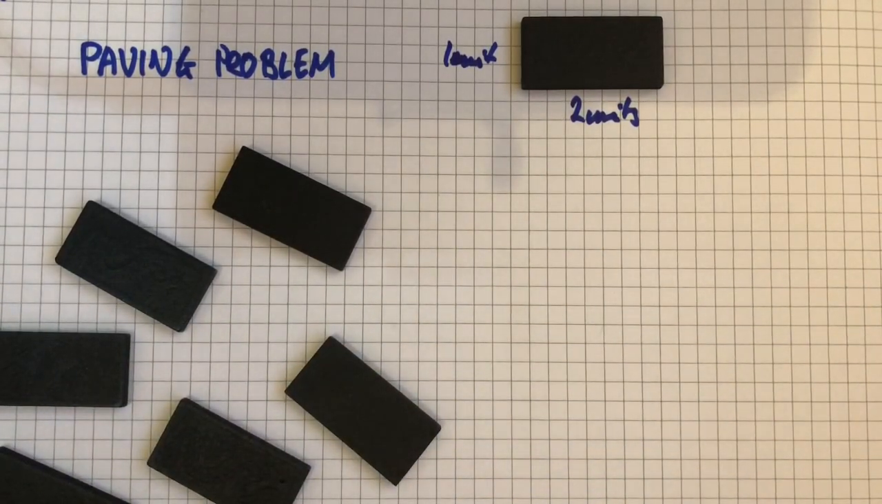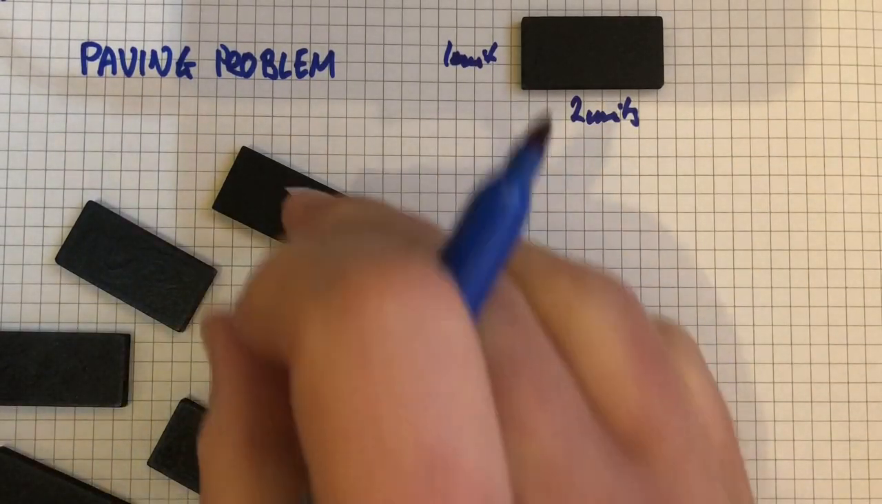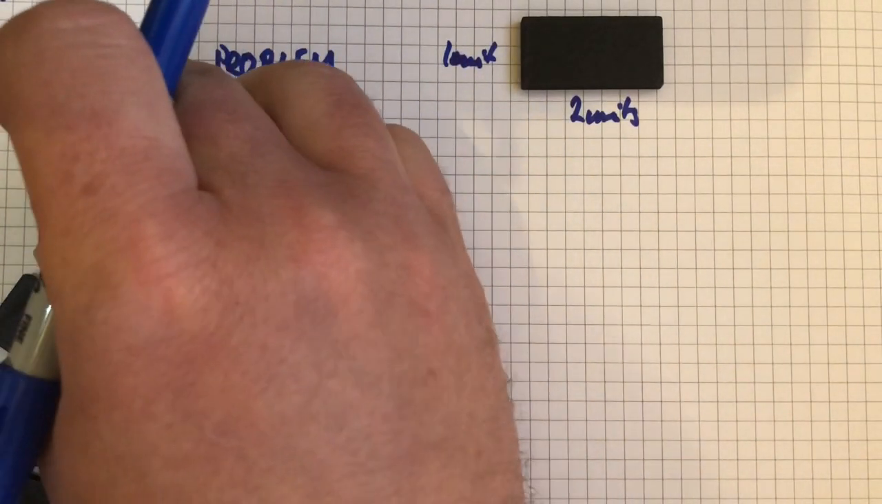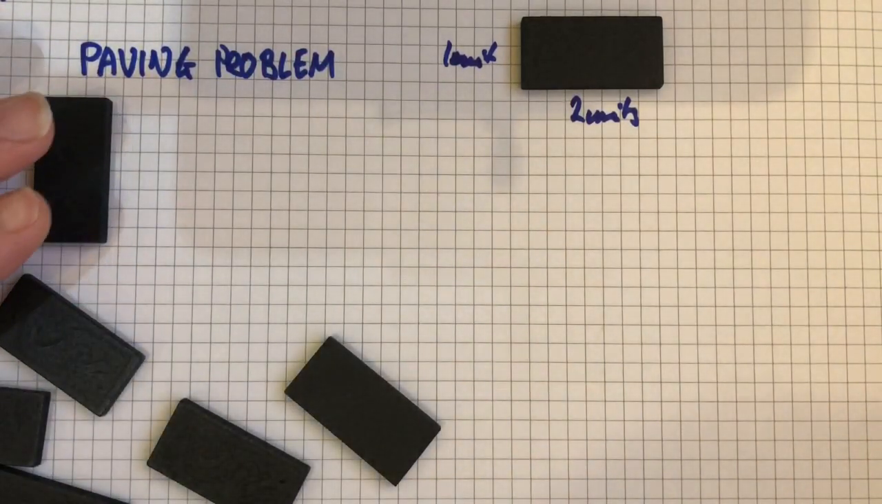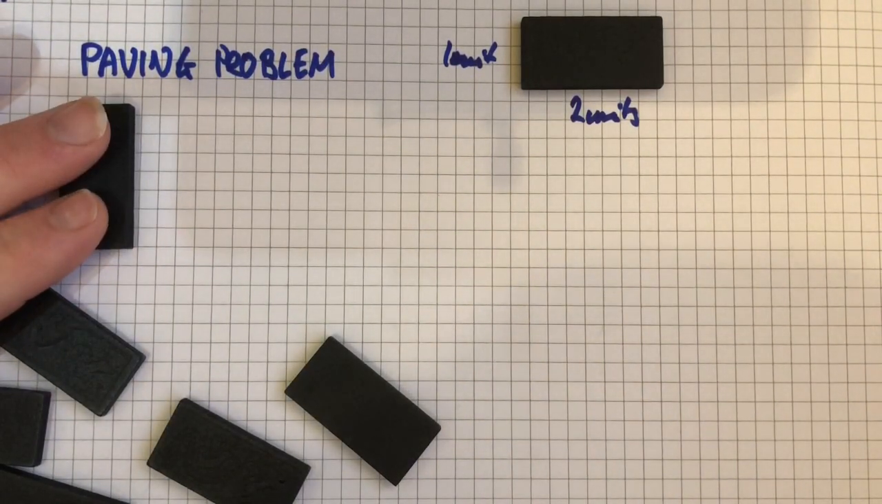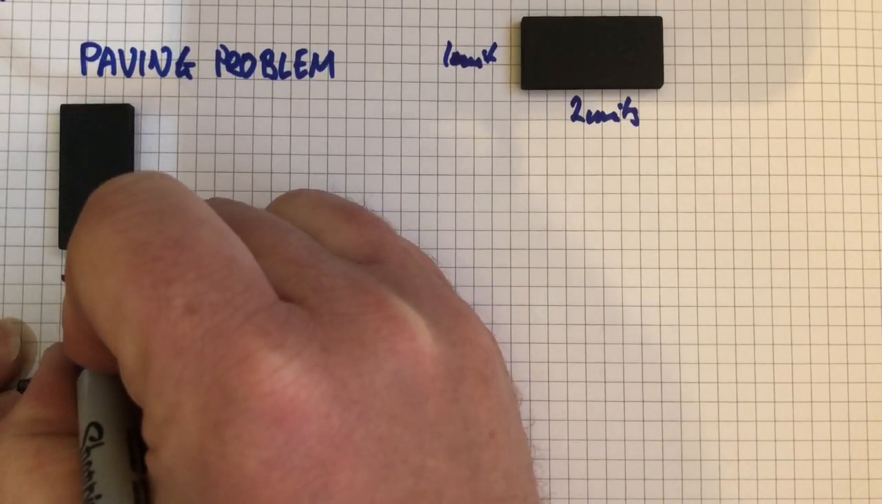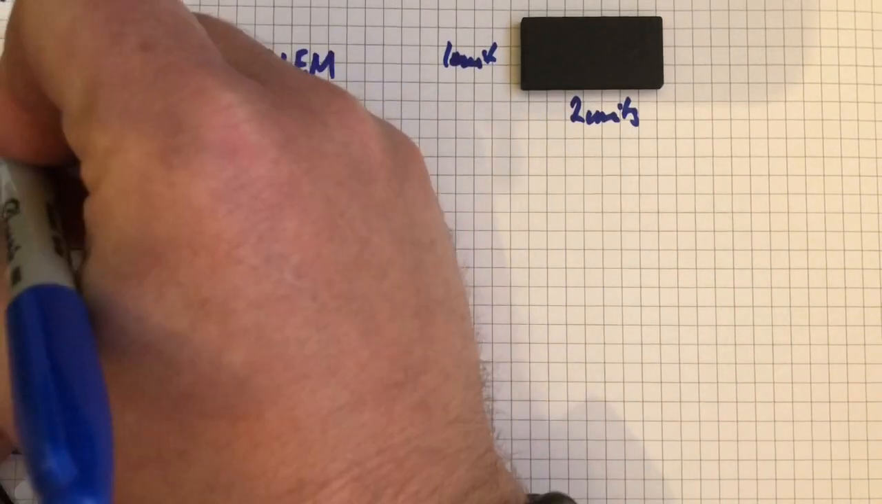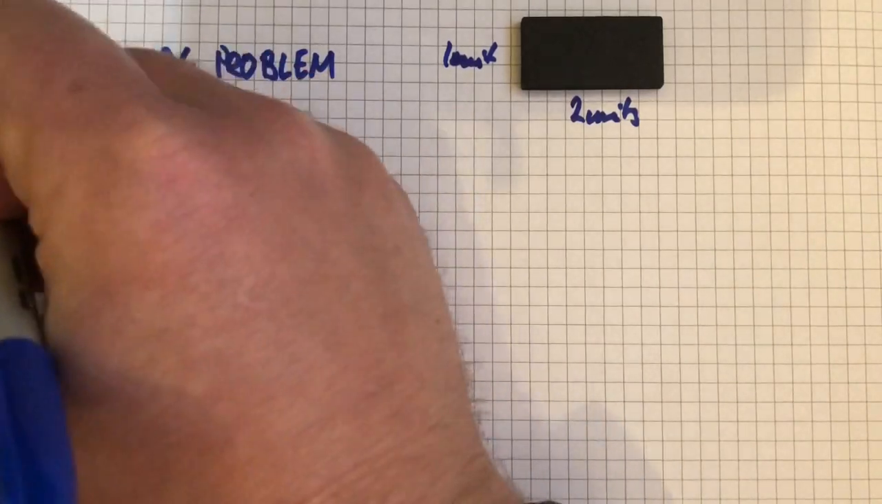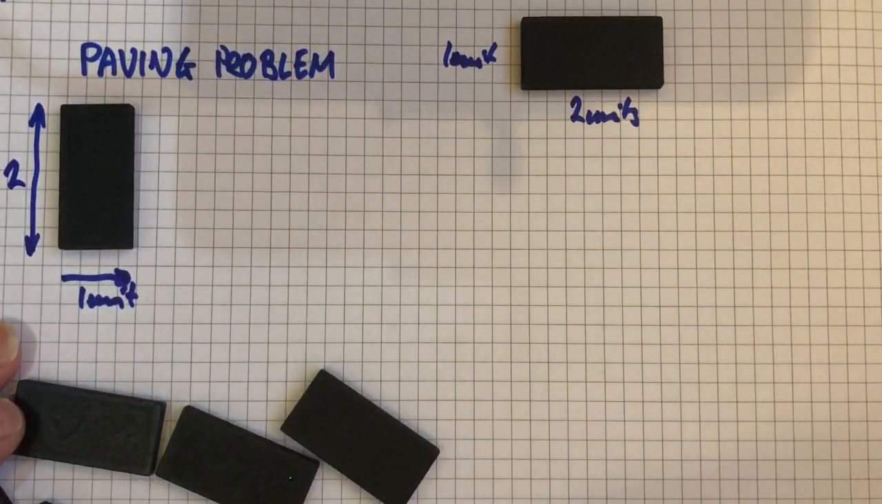So if I wanted to make a path that was 1 unit long and 2 units wide, there's only one way I could do that. I could have one slab just like that. Okay, and then it is going long, it's 1 unit, and it is 2 units wide. Okay, there's only one way I can do that.